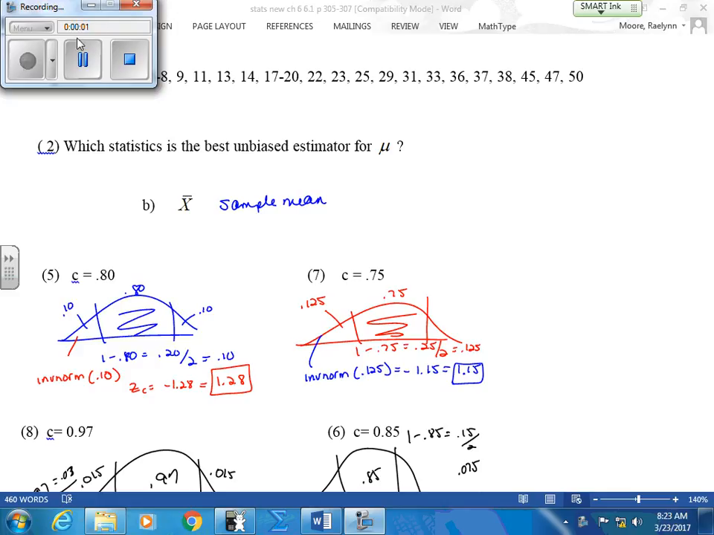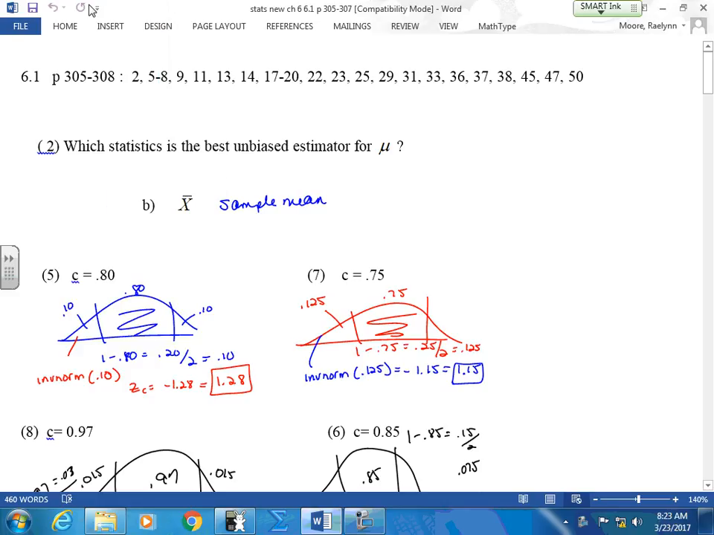We're not looking at a probability, we're looking at a confidence level in here. And we want to be within a certain amount of confidence. So which one is the best statistic? This is your sample mean. This is what they call a point estimate.